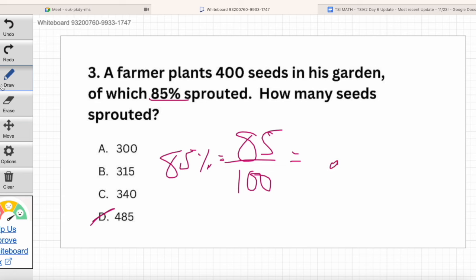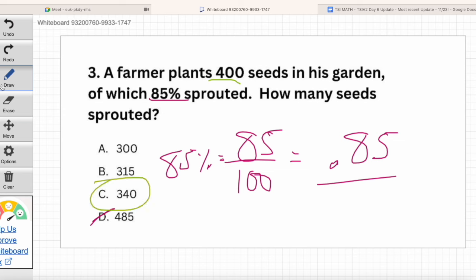So I really want you to understand this. 85% equals 0.85. It is 0.85, the same thing. So if you ever want to find 85% of something, all you have to do is multiply the original value by 0.85. And that's all the question's asking us here. We're just finding 85% of 400. We'll multiply 400 times 0.85. Do that in your calculator real quick. Tell me what you get. It's 340. Answer choice C.